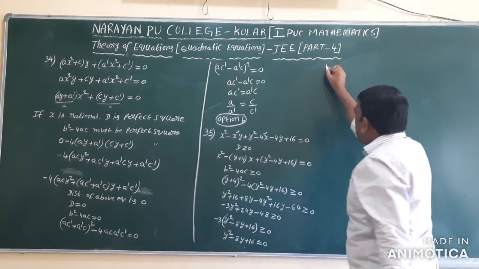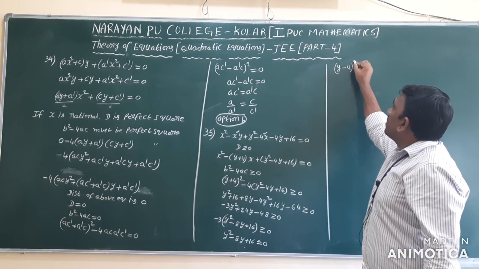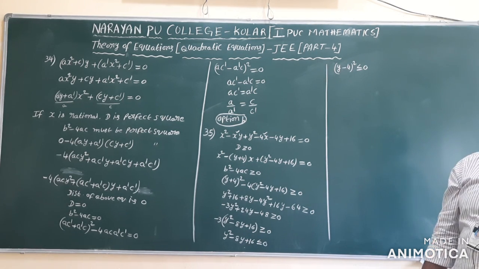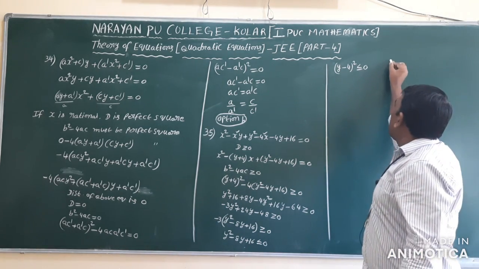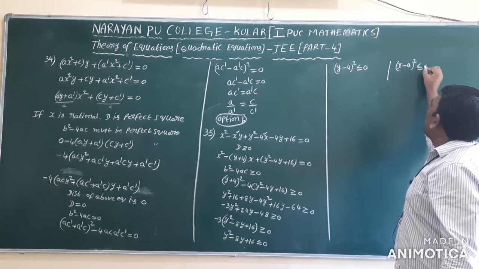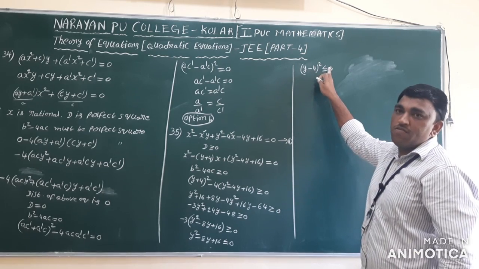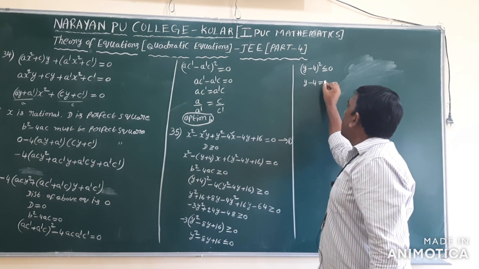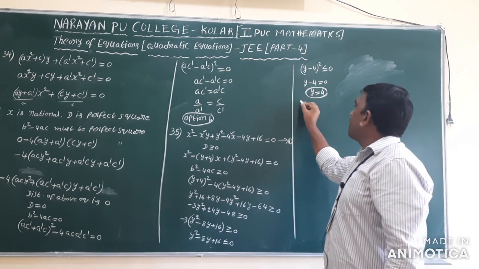It is perfect square, we can convert. Y minus 4 whole square form is less than or equal to 0. Whenever x minus a whole square is less than or equal to 0, we know the formula. Now here square value never be negative. That's why we need to take equal to 0. Y minus 4 equal to 0. Y value 4. So y value 4 substitute in equation 1.